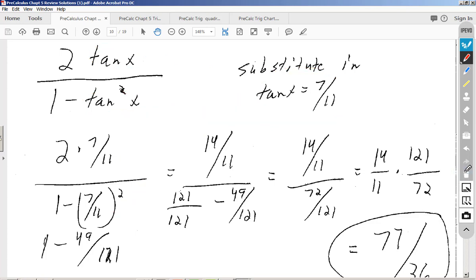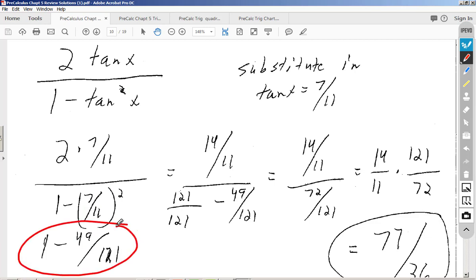So here I've got 2 times 7/11. So that's 2 over 1. 2 times 7 is going to be 14, 1 times 11 is going to be 11. So that's my numerator, 14/11. Now for the denominator, here I've got 7/11, and remember, that's being squared. So 7 squared is 49, 11 squared is 121.